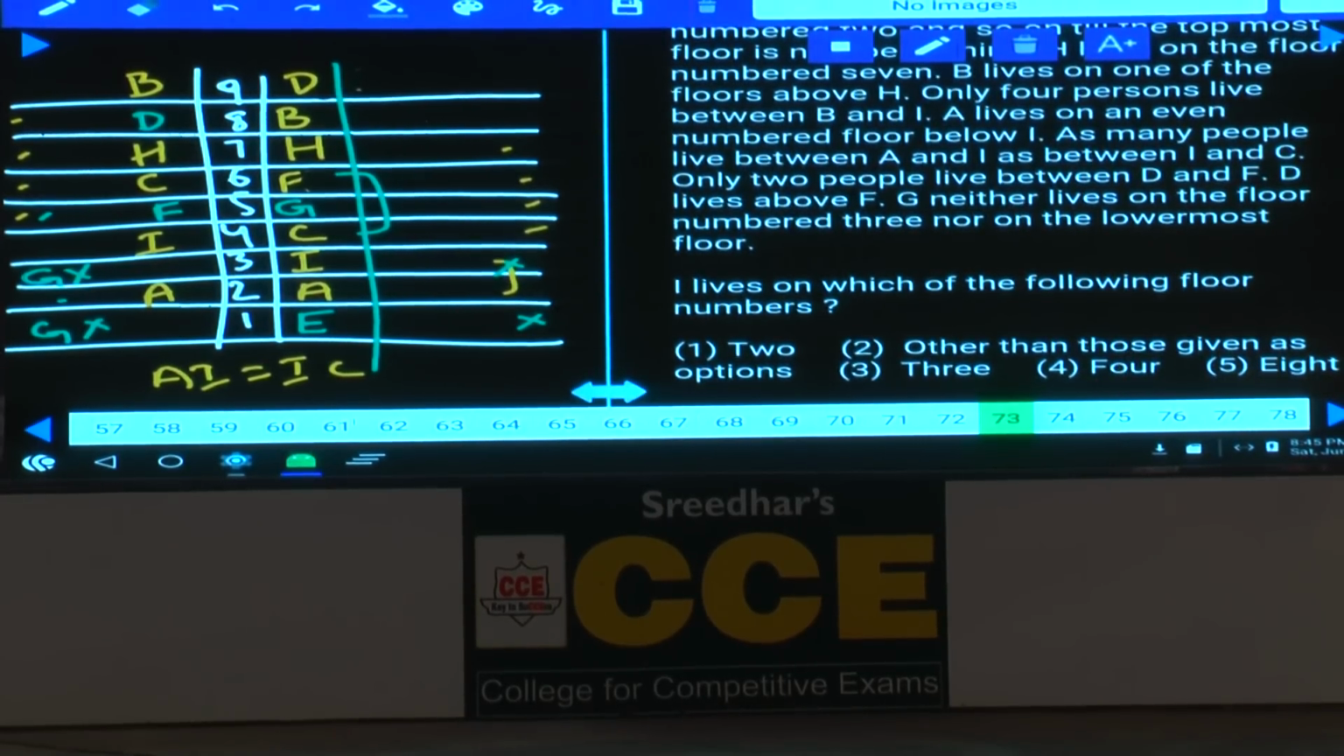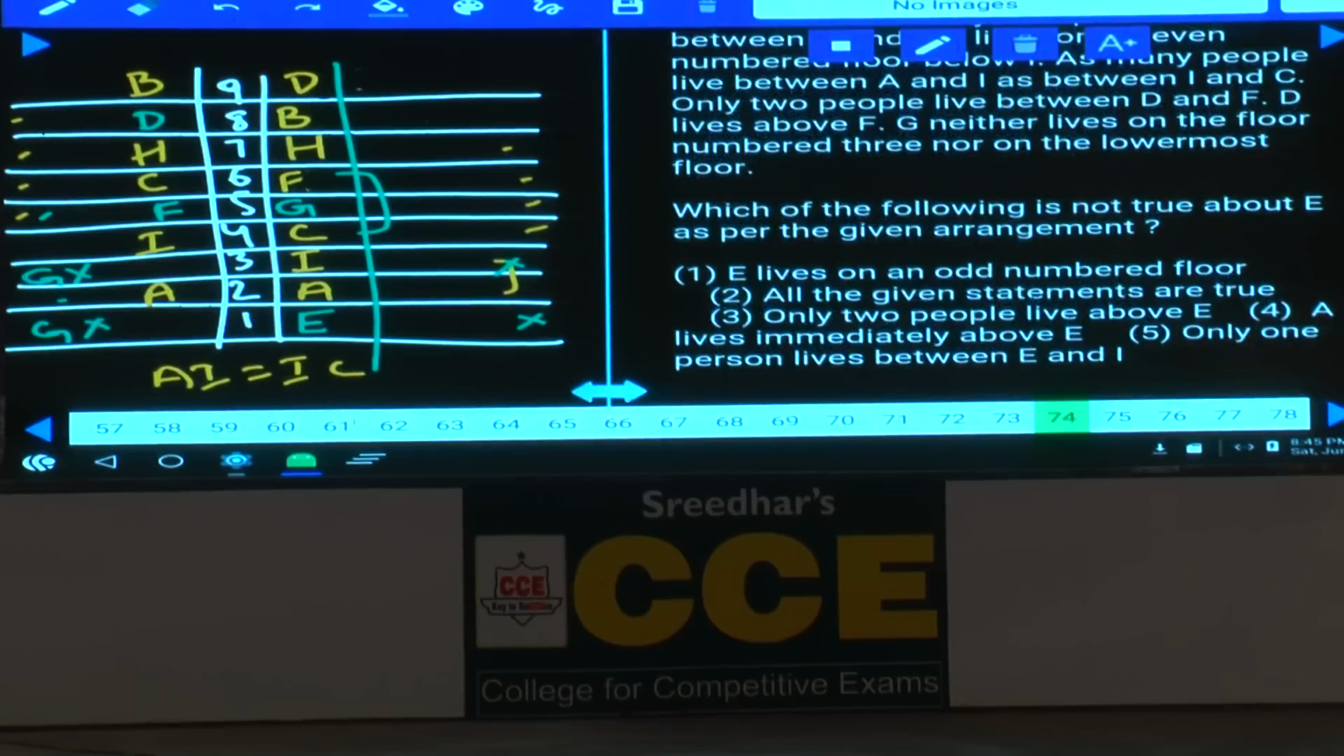Then question number 73, I lives on which of the following floor numbers? I is on floor number 3, that is choice 3. Then 74, which of the following is not true about E as per the given arrangement? E lives on an odd number floor, that is true, and all the given statements are true, and only 2 people above E, that is false. A lives immediately above E, that is definitely true, isn't it? Yes, what is your answer here?